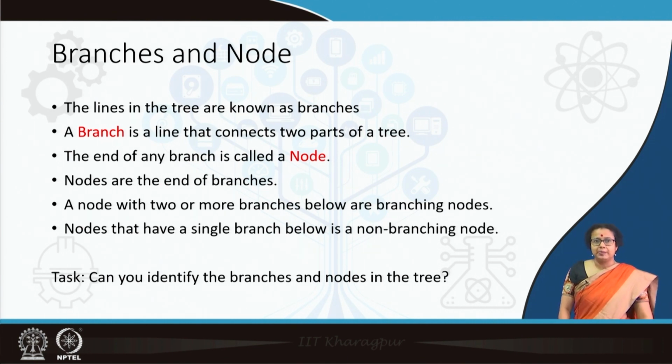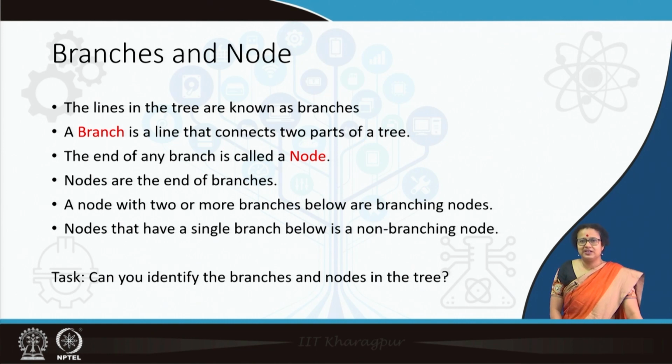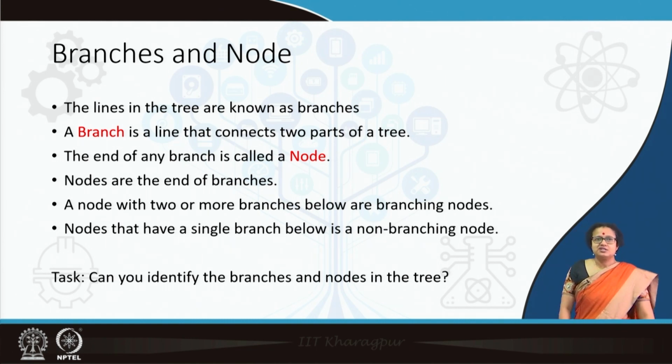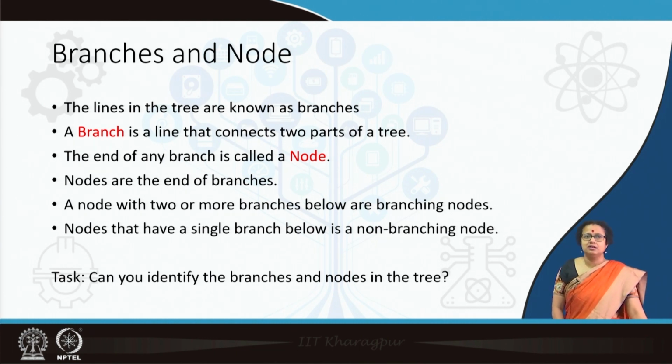So, now we will be talking about branches and nodes of a tree. Trees have branches, right. I mean, we are borrowing the term from a real tree. So, there are certain lines in the tree. When you are drawing a tree, you are definitely drawing a lot of lines. These lines of a tree are known as branches. So, you can define a branch as the following. A branch is a line that connects two parts of a tree. The end of any branch is called a node.